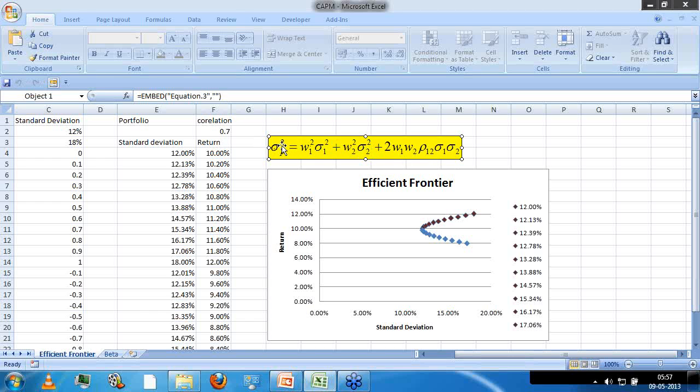So this here, sigma P square represents the variance of your portfolio. Okay. Sigma 1 square represents the variance of the individual assets in the portfolio. Here it can be asset A. Sigma 2 similarly represents the standard deviation of asset B.